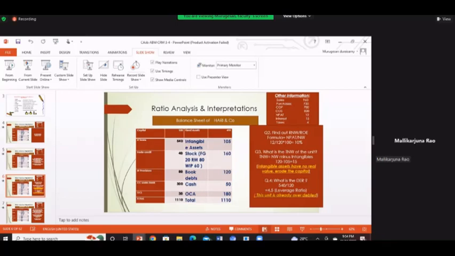Debtor and creditor. Debtor is the party to whom we are selling on credit. They have received our goods, but they have not settled. Unpaid invoices are debtors. This is a receivable, an asset. Whereas creditors are payables. We have received goods on credit basis. It's a liability. Here we have given credit, here we have taken credit. That's the difference.